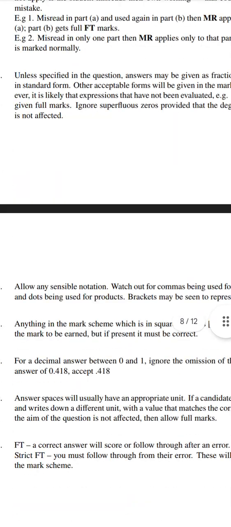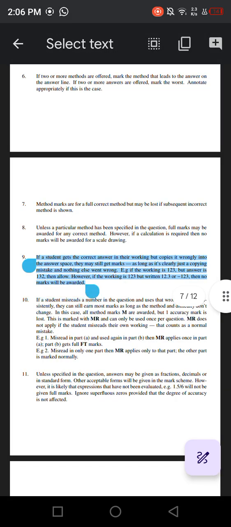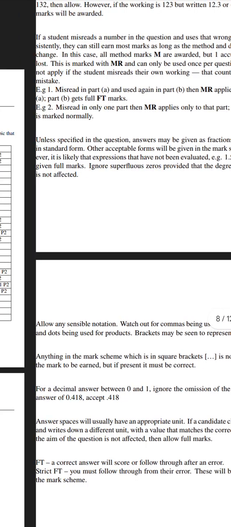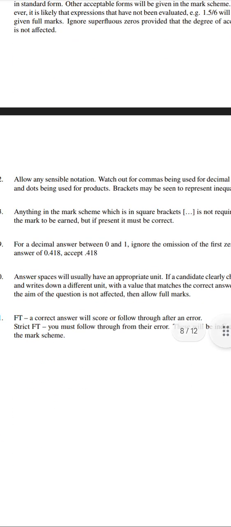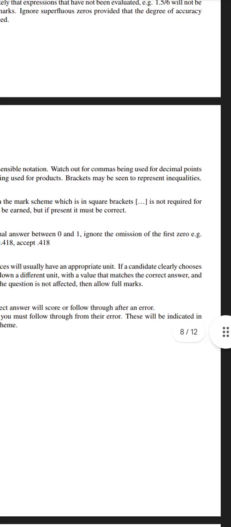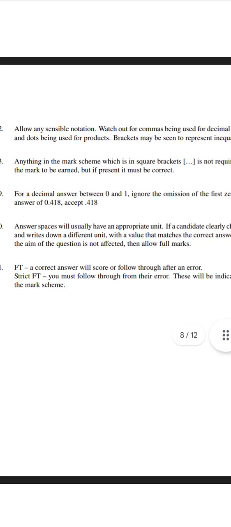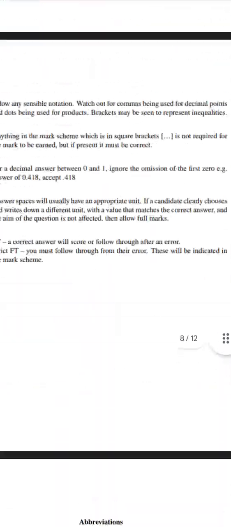Here there is also this stuff about if you copy it incorrectly. You can read the rest, I have it at the bottom: not in fractions, any sensible commas, square brackets, meaning it's not required, the zero is not required, appropriate length, appropriate unit, meaning the unit. The FT part, you can read on your own.